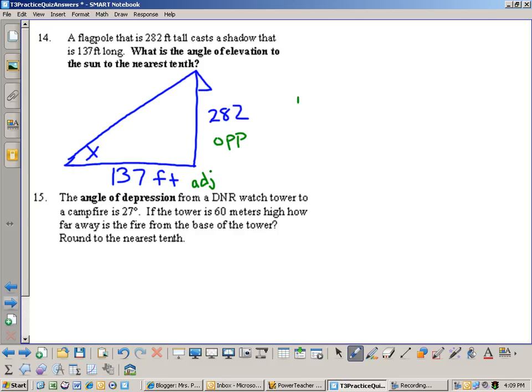So we're going to use the inverse tangent because we're looking for an angle of 282 over 137. So we get an angle of 64.1 degrees.